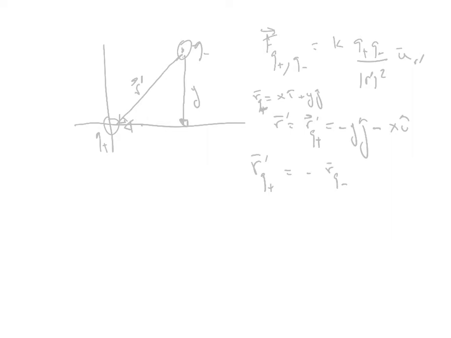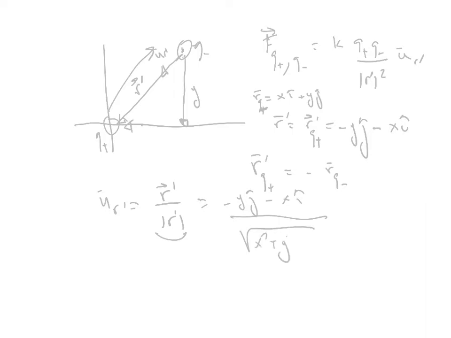Well, so I want to be sure that this is U sub R prime. And the U sub R prime is basically R prime, the vector, divided by the magnitude of R prime. But the magnitude of R prime is the same magnitude as R, that was this vector. And R prime is the vector minus xi minus yj divided by the square root of x squared plus y squared because it's the magnitude of R prime. I hope this is clear.